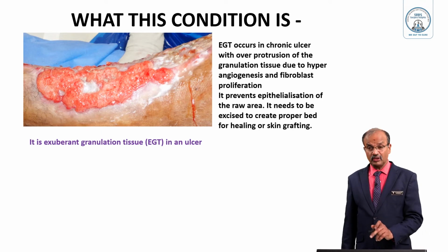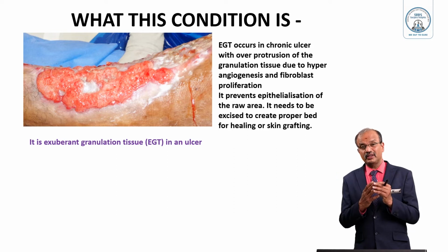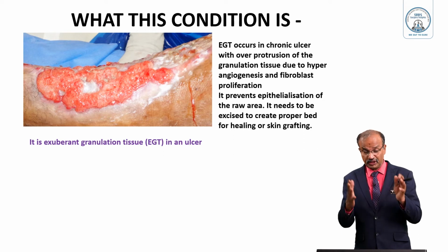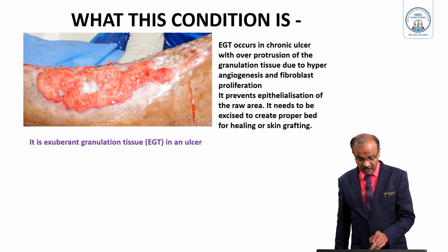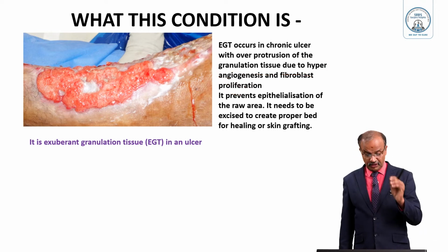It occurs in a chronic ulcer. It also can occur in a sinus, where a sinus doesn't have a floor, whereas an ulcer has got a floor. There is a differentiation. Because of hyperangiogenesis, there is more angiogenesis than normal and more fibroblast proliferation. That is the reason why this exuberant granulation tissue occurs.